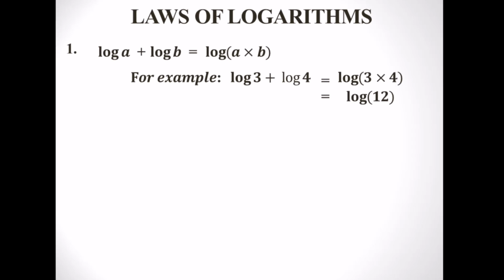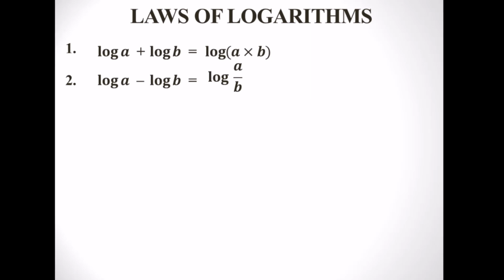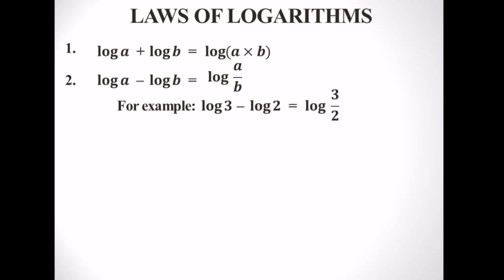So the logarithm of a plus the logarithm of b is the same as the logarithm of a multiplied by b. The second law says that the logarithm of a number a, minus the logarithm of a number b, translates to the logarithm of a divided by b, the logarithm of a over b. For example, the logarithm of 3 minus the logarithm of 2 gives the logarithm of 3 over 2. That is the second law of logarithms.